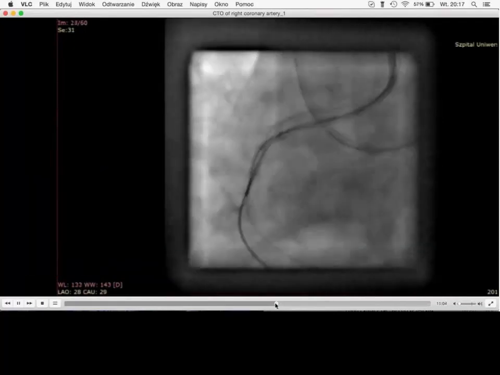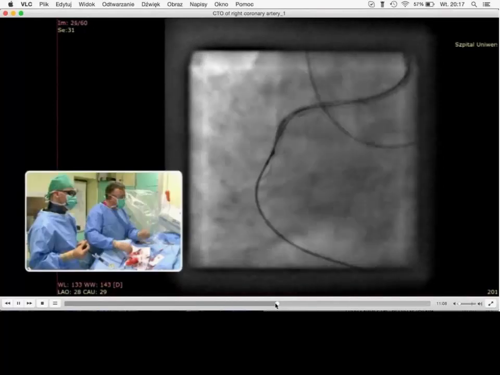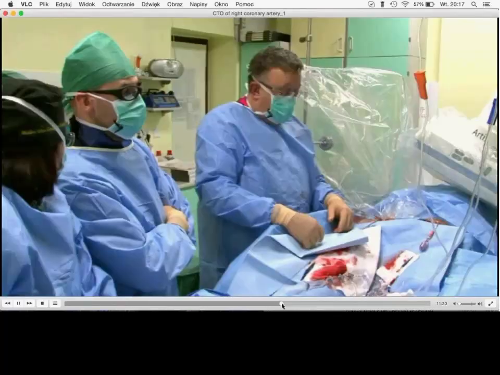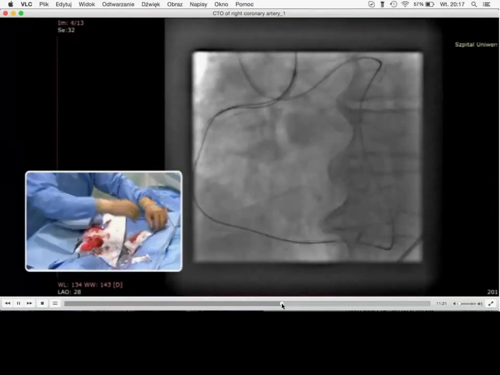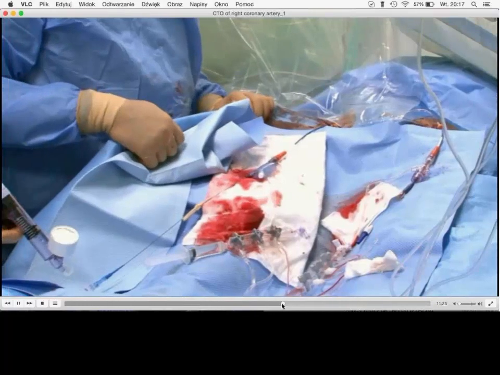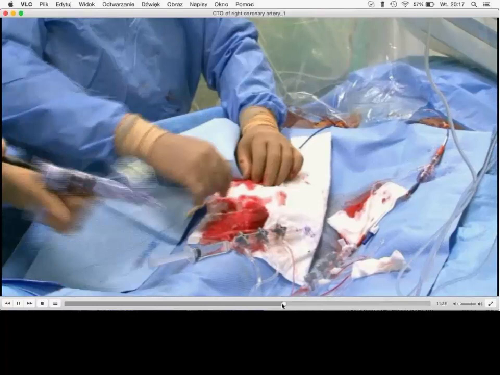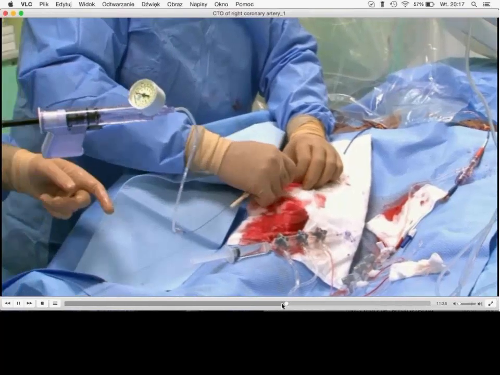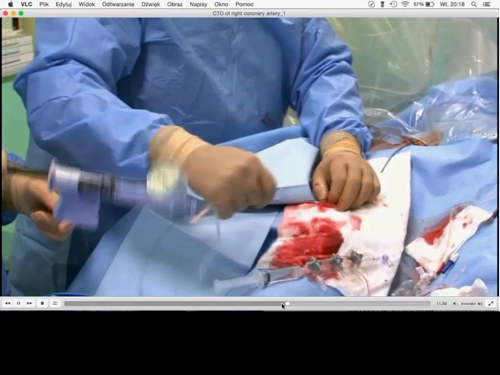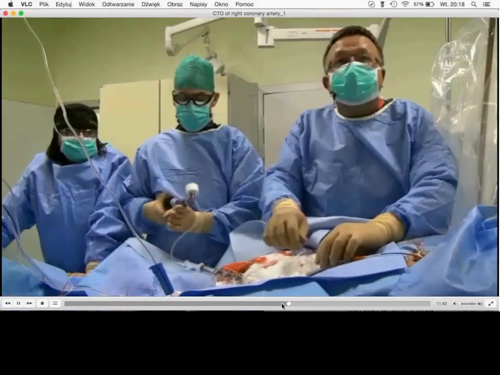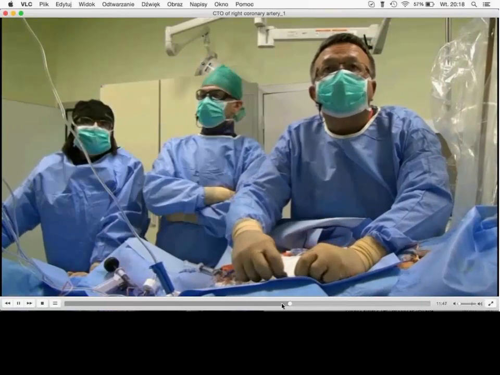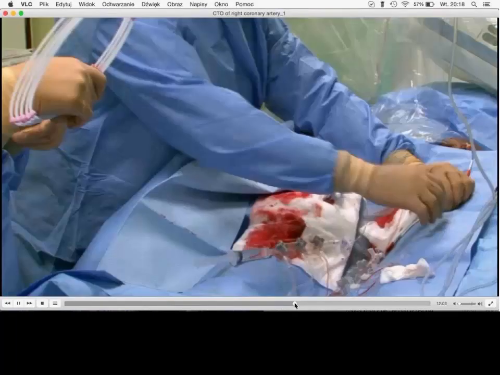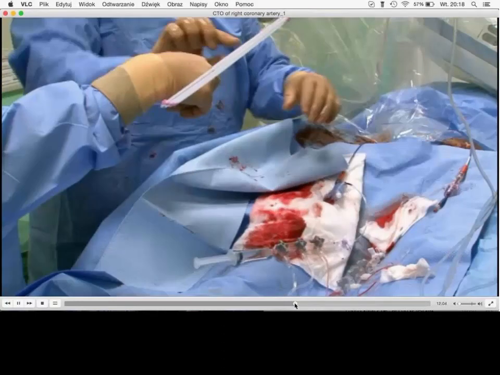Yes, here is the moment that I have entered the Confianza retrograde to the antegrade guide. And from this moment, this is the typical procedure to trap the wire, to go with the Corsair into the guiding catheter. And to introduce, you see we go out with this balloon, we go retrogradely with the Corsair, and then we use the RG3 wire for externalization. This is the RG3 wire coming.